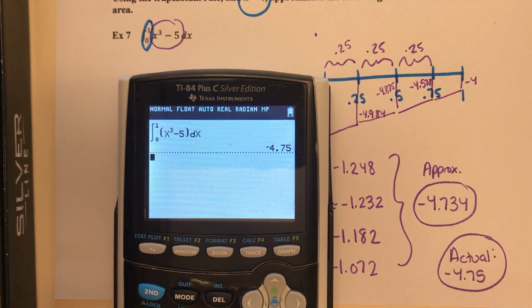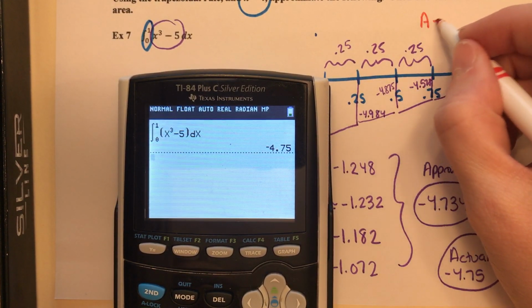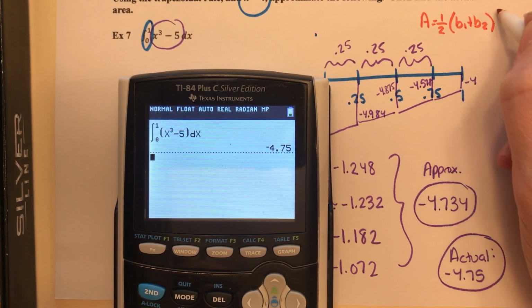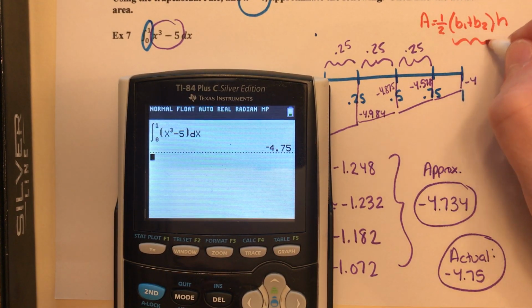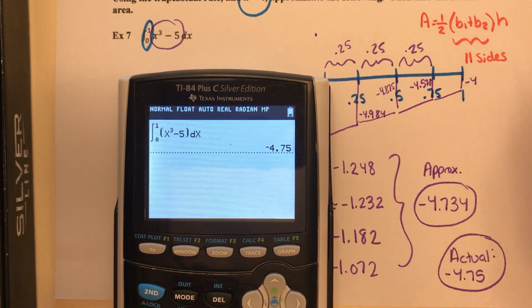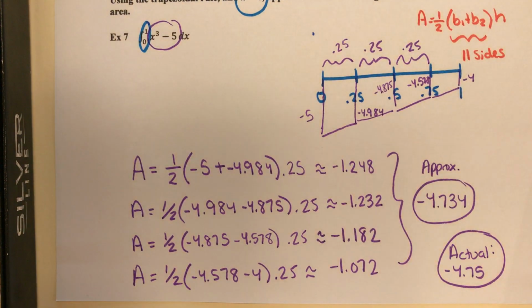These should be really close to each other. If they're really far off, then you made a mistake somewhere in your trapezoidal rule. Okay, so make sure you know the formula for the area of a trapezoid. I'll write it again up here at the top. Area is equal to 1/2 base 1 plus base 2 times the height. And the bases are the parallel sides. The height is the distance in between. Okay, so that concludes our review for the Chapter 7 test.